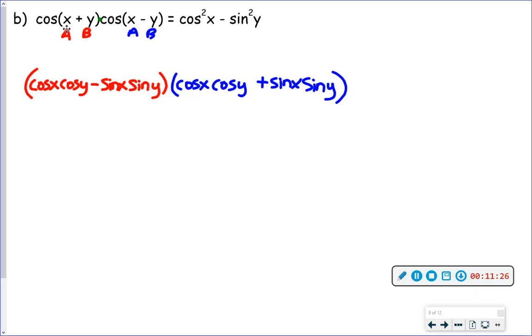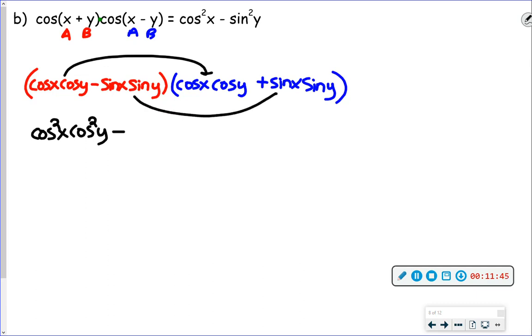Now, I would probably multiply these together, but we are lucky because if you look at them, they're conjugates. The middles cancel. So I'm going to do these first terms together. So I'm going to have cosine squared x, cosine squared y. I'm going to skip the middles, do the last ones, minus sine squared x, sine squared y. So remember, keep your eye on the prize. We are trying to turn this into cos squared x minus sine squared y.